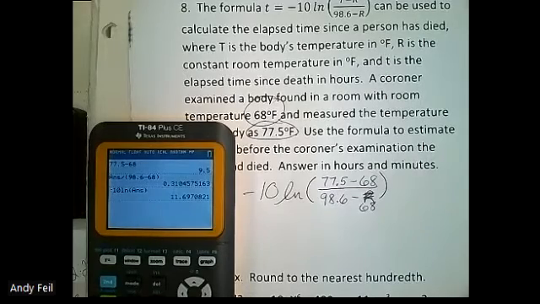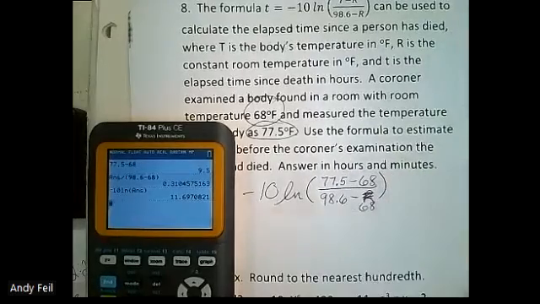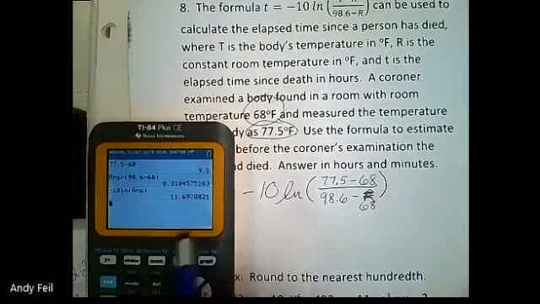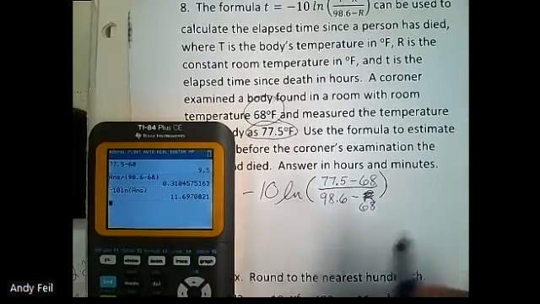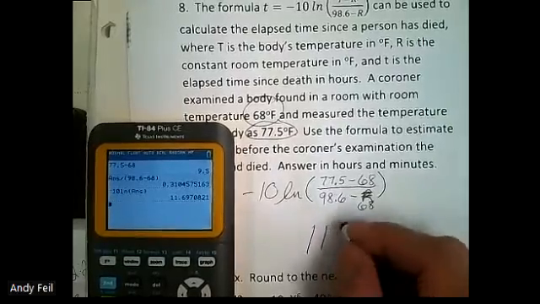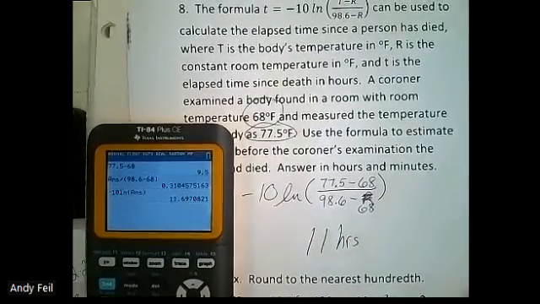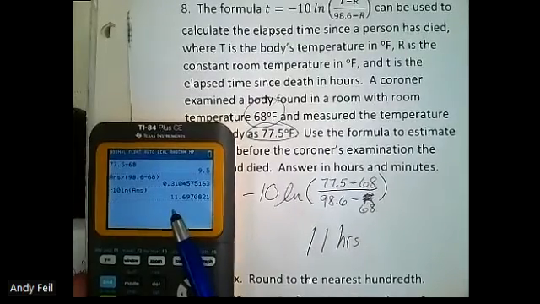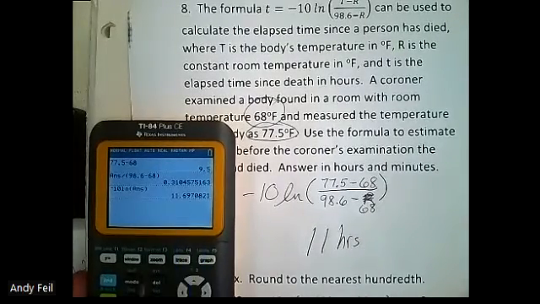Okay, now when I hit enter, it gives me 11.69 something something. That means it says answer in hours and minutes. What does the 11 tell me? The hours. So I know the answer is 11 hours. Now again, don't round anything off. I want to figure out minutes. So I want to get rid of the 11. How do I get rid of the 11?